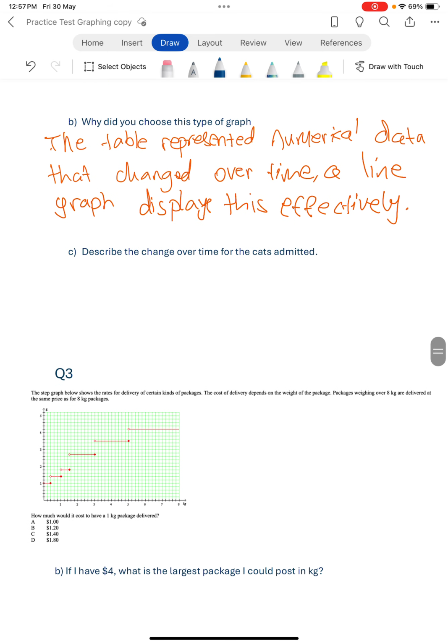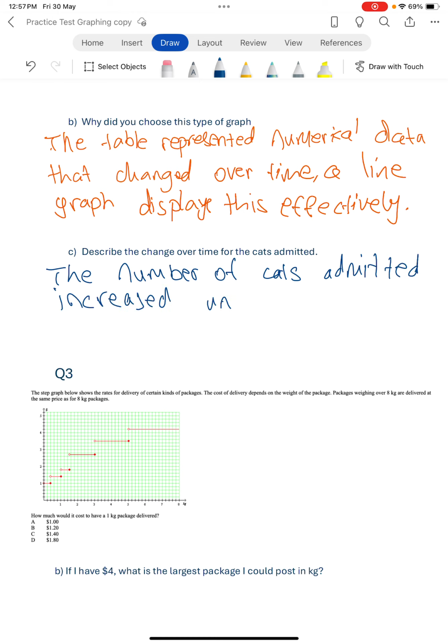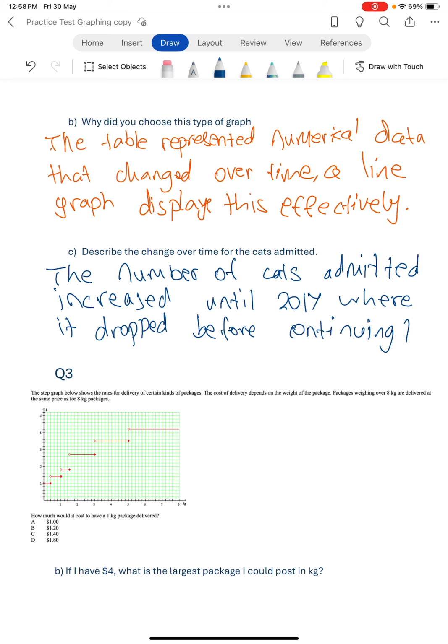So I would say the number of cats admitted increased until 2017, where it dropped before continuing to only increase. Cool. All right. And then we would be up to question 3.